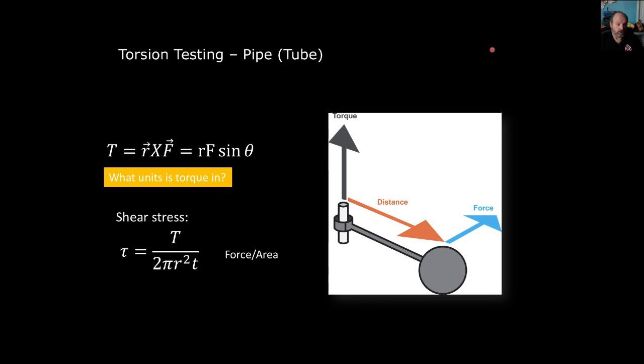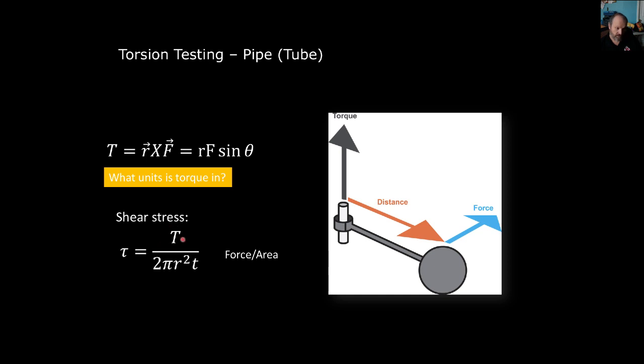And R cross F is equal to RF sine theta, where theta is the angle between the R vector and the force vector, which is usually 90 degrees. So the sine of 90 degrees is 1. Okay, so now you can see in the numerator you have RF. Okay, torque is RF, assuming that the angle between the force vector and the radial vector is 90 degrees.